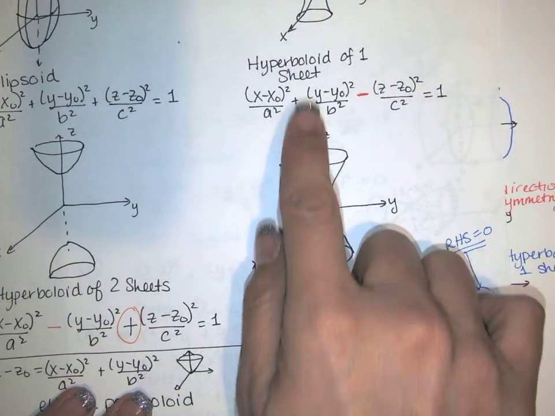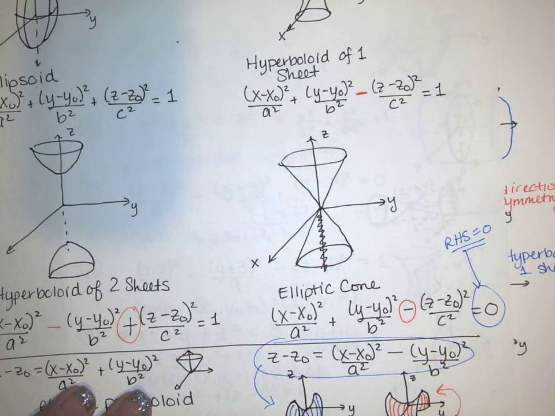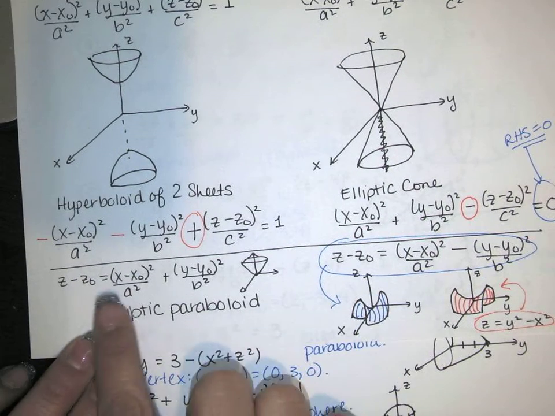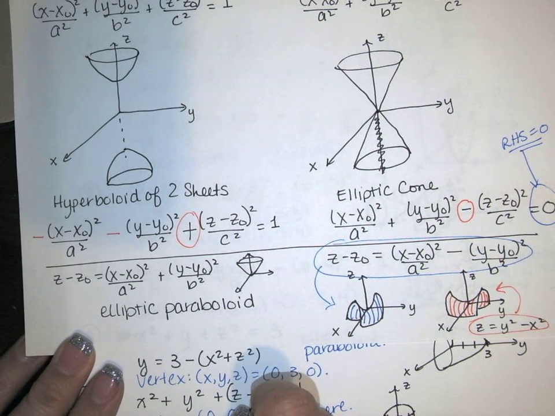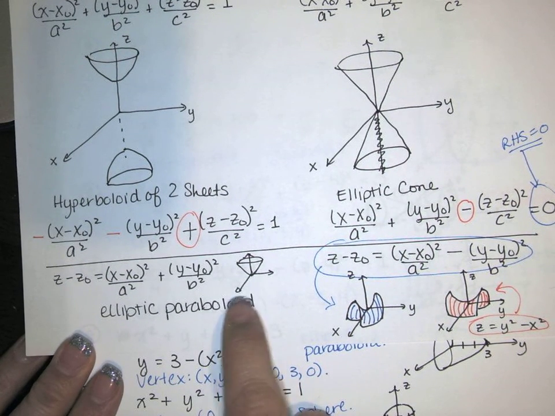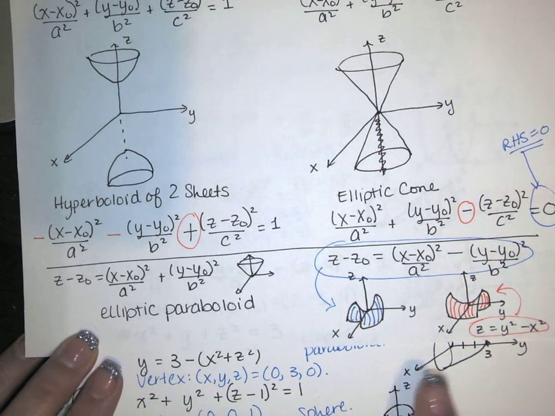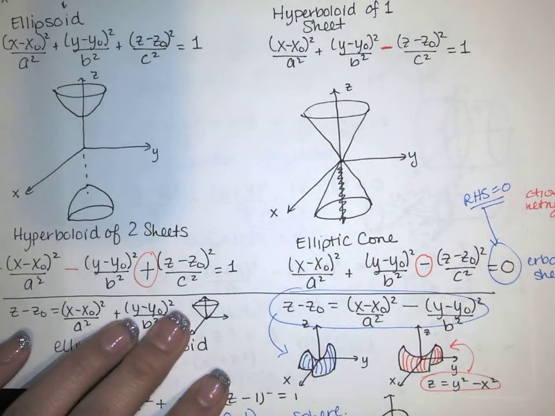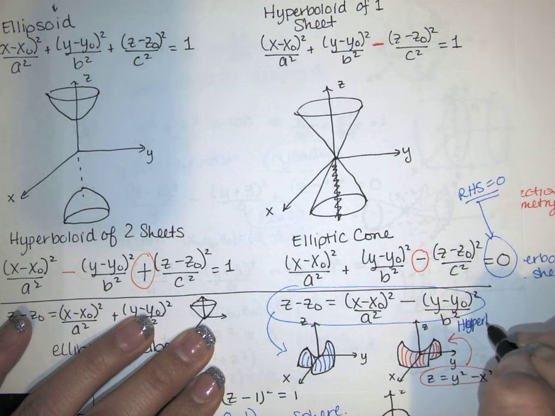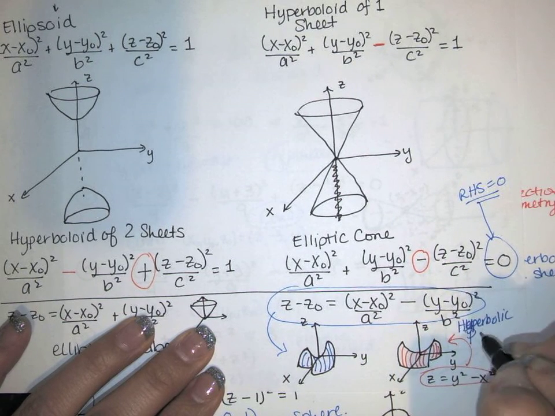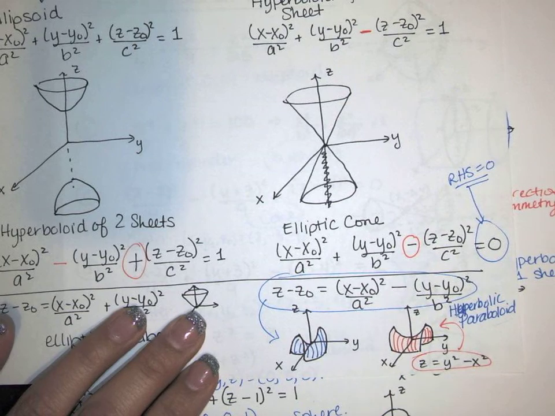If it looks just like that, but instead of having a 1 on the side, it has a 0, it's a cone. And then if you've got a variable raised to the first power, it's either an elliptic paraboloid, facing up or down or left or right or front or backward, depending on what variable is over here, or what's called a hyperbolic paraboloid. And those look like this.